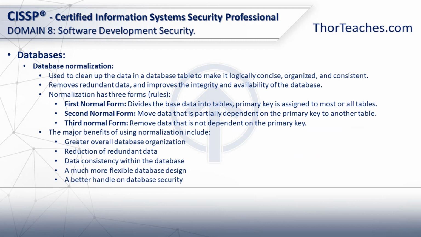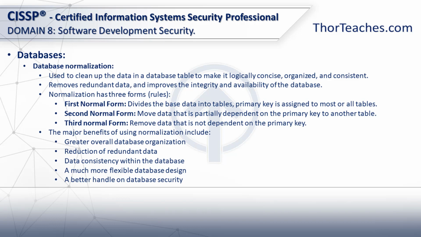Database normalization is something we can use that will also help with our integrity, but it will also improve on many other things. The times I've used it, we've used it when we migrated from legacy systems or legacy databases onto newer ones. Because when you migrate from older systems, a lot of times you just move a lot of stuff over that shouldn't be there. And we do it to make the database more logically concise, organized, and consistent. It is done by removing redundant data or data that doesn't reference anything, which improves our integrity and the availability. And database normalization has 3 forms, or rules.